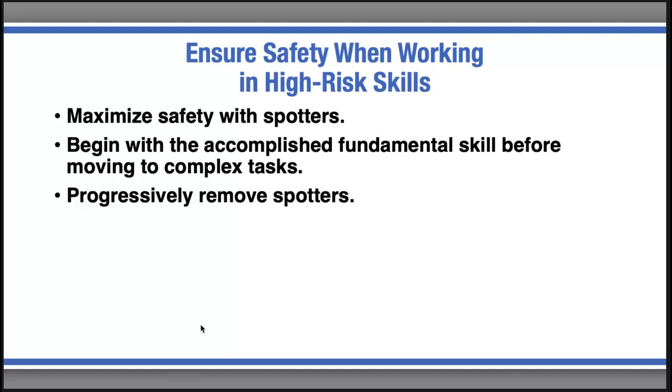Then they had to bounce and go towards the wall, because you'd be amazed how many people would just fall and go straight up, and then they're trying to reach the wall, and they can't do it. So you make sure they can do the fundamental skills before they go on to more complex things. Like that video there, that girl had not completed the fundamental skill in order to do the skill that she was about to do. And then you would progressively remove spotters.